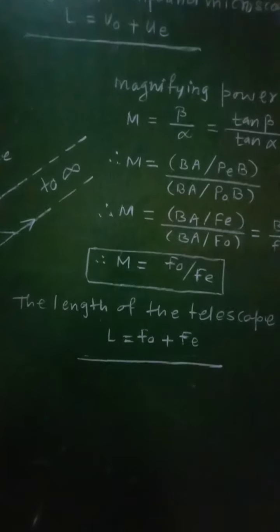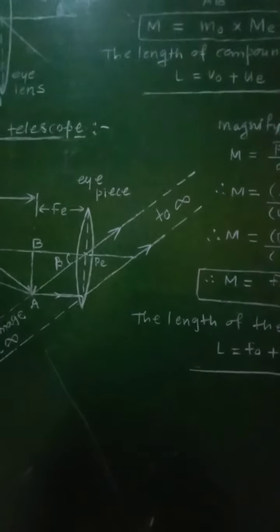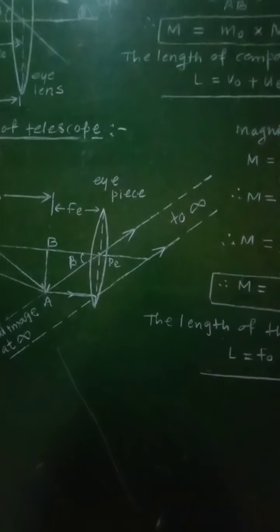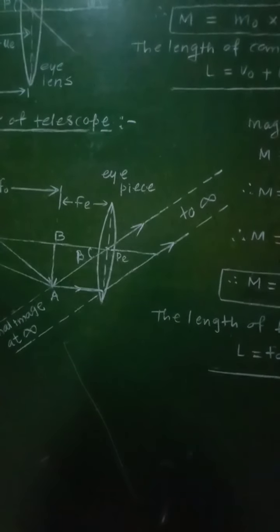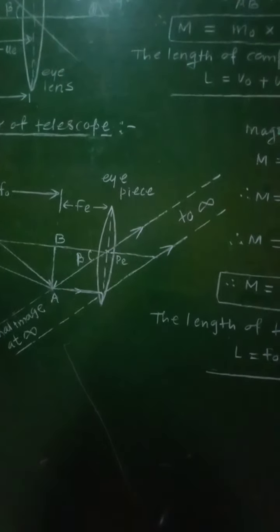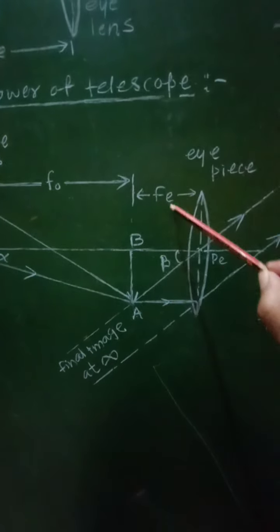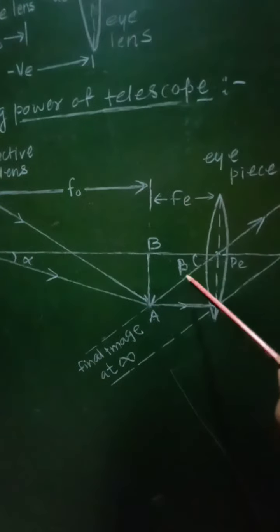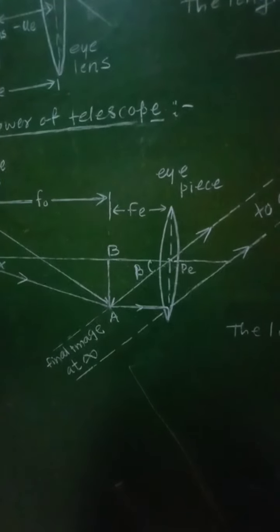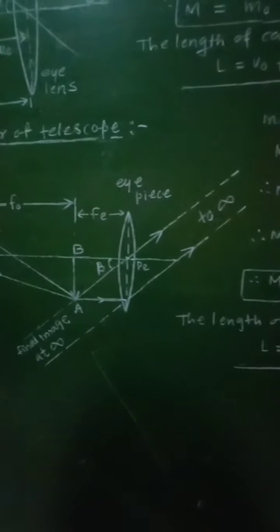Now for maximum magnifying power of the telescope, the objective of the maximum possible focal length FO and the eye lens of minimum possible focal length FE are used. So for maximum magnifying power, FO will be large and FE will be small, that is the focal length of the objective will be large and the focal length of the eyepiece will be small. This will be regarding the magnifying power of a telescope.